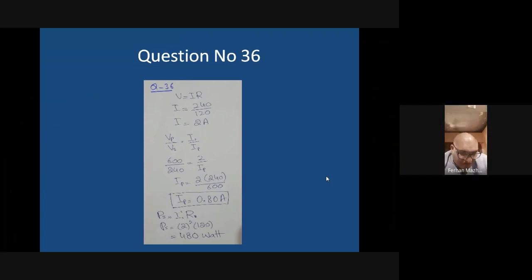Then the question is what is the power dissipation in the secondary? The power dissipation can be found by the formula I squared R. So for the secondary, 2 squared multiplied by 120, that is 480 watts. So the current in the primary is 0.8 ampere and the power dissipation in the secondary is 480 watt.